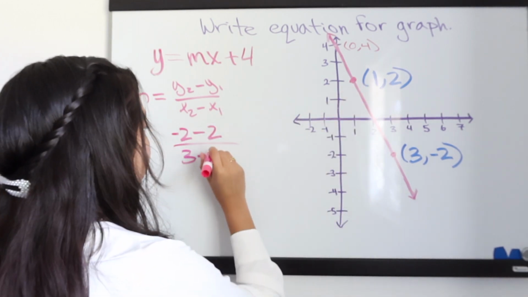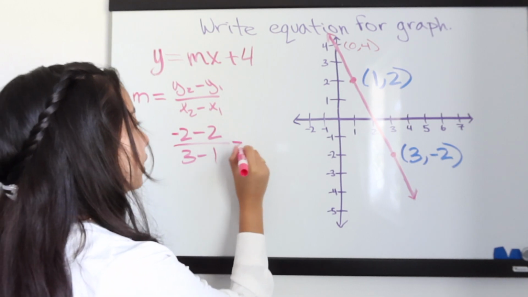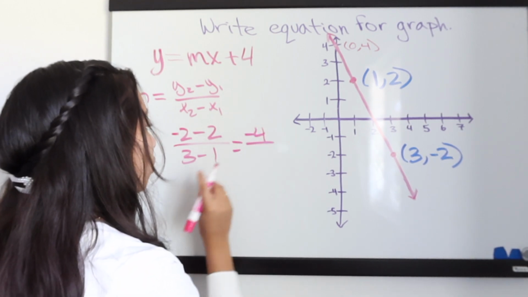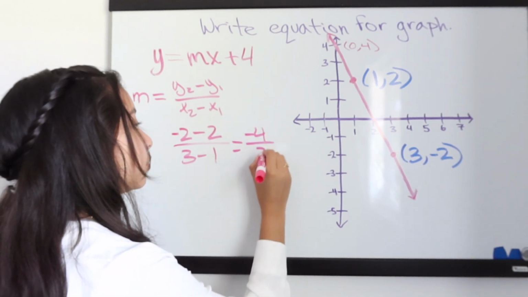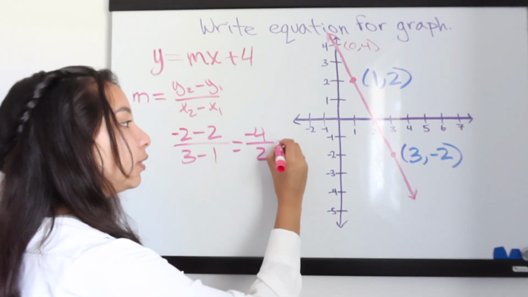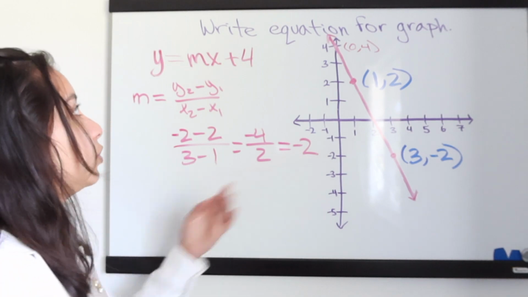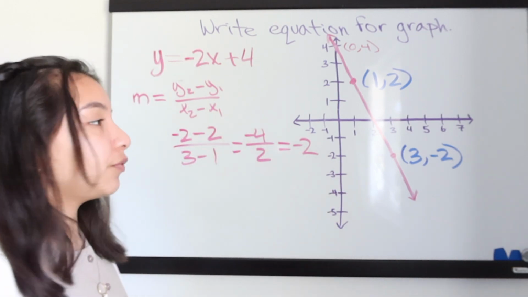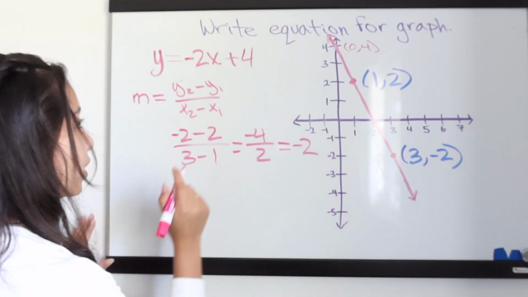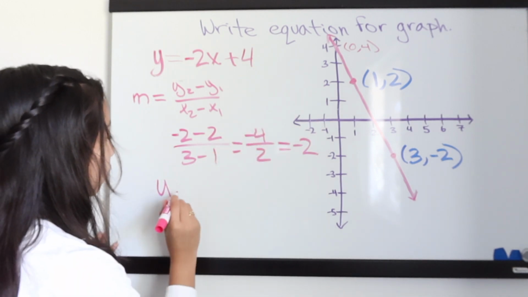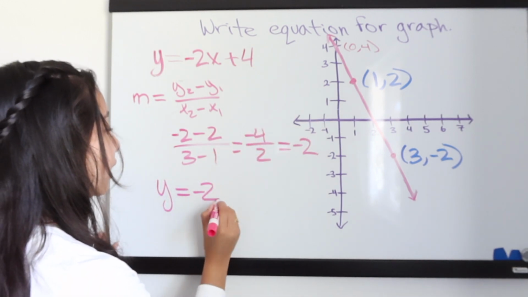x2 is 3, x1 is 1. -2 minus 2 is equal to -4 over 3 minus 1 is 2. Negative 4 over 2 is equal to negative 2. So our slope is negative 2. So based on the graph, we found that our final equation for the graph is y equals negative 2x plus 4.